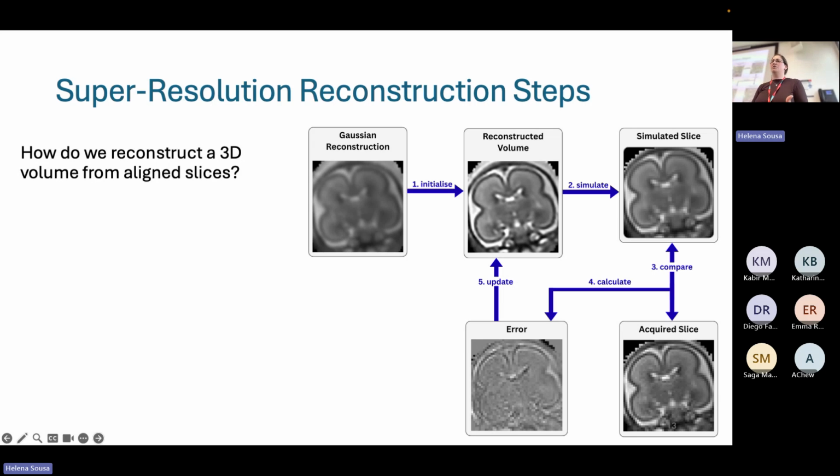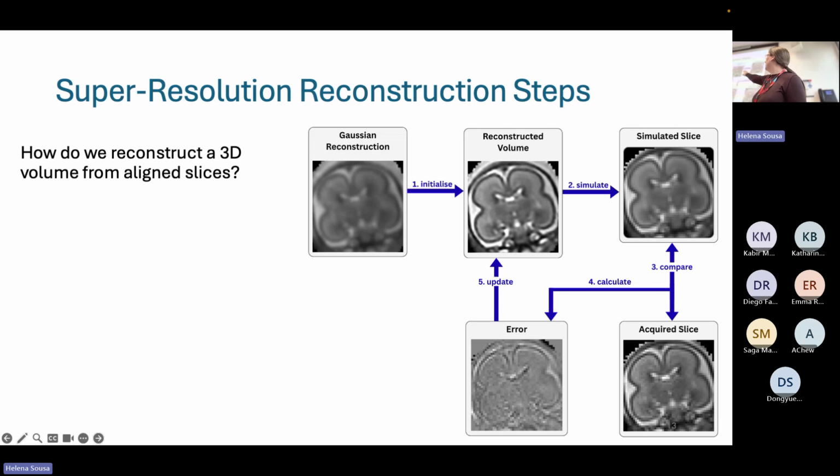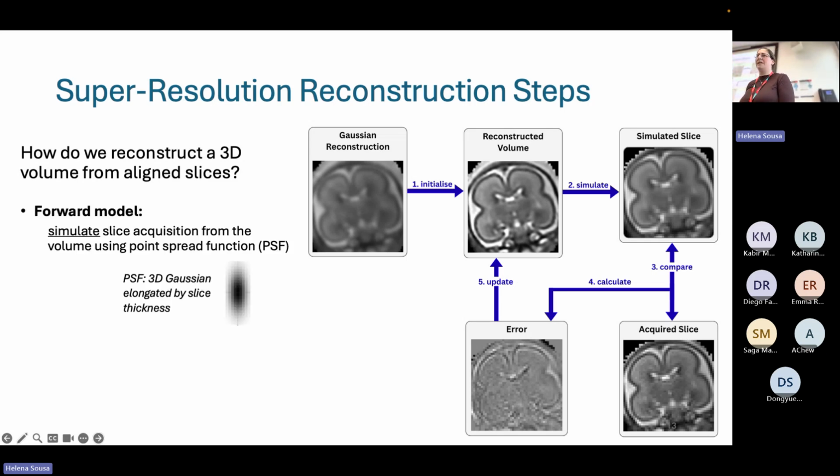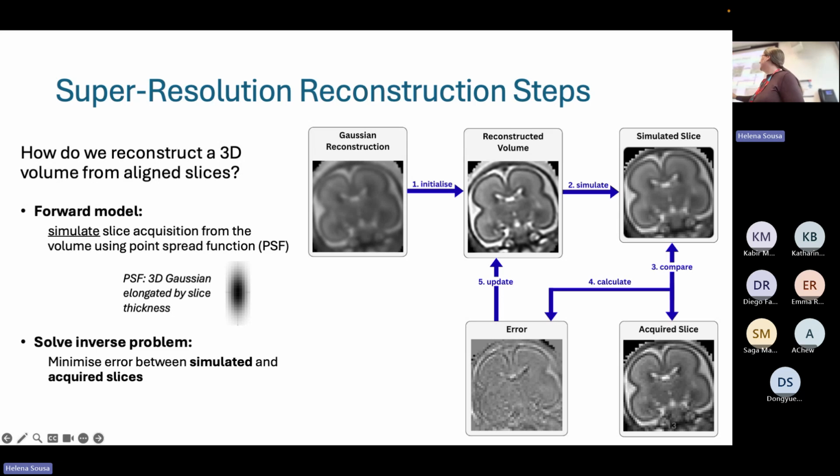So how do we reconstruct the 3D slices? We begin using that initial estimate of the alignments, or whatever our most recent estimate is, and we perform a Gaussian reconstruction, which gives us a rough, blurred version of the volume. We then use that to initialize our volume to start with, and from our volume we can simulate what we think that slice should look like, and that's our forward model. And we do this using a point spread function. So what this is basically doing is it says we've got an elongated 3D Gaussian, and it's elongated because of the thickness of the slice.